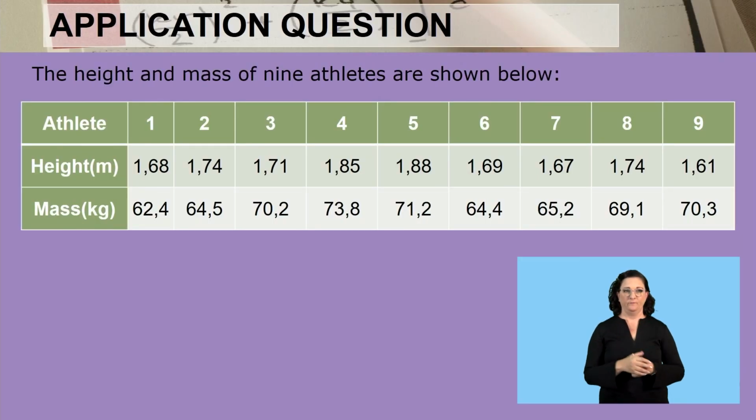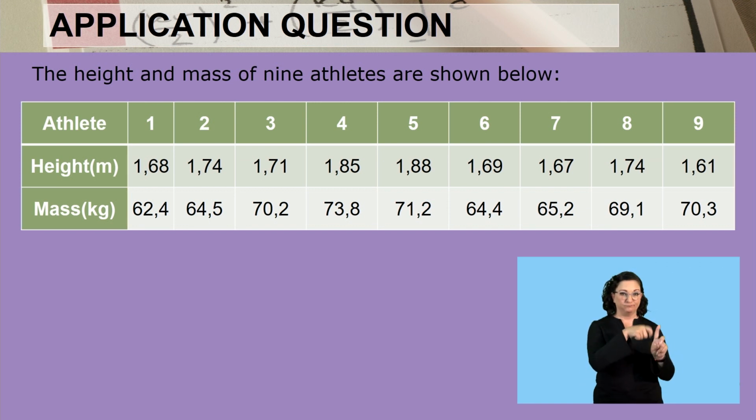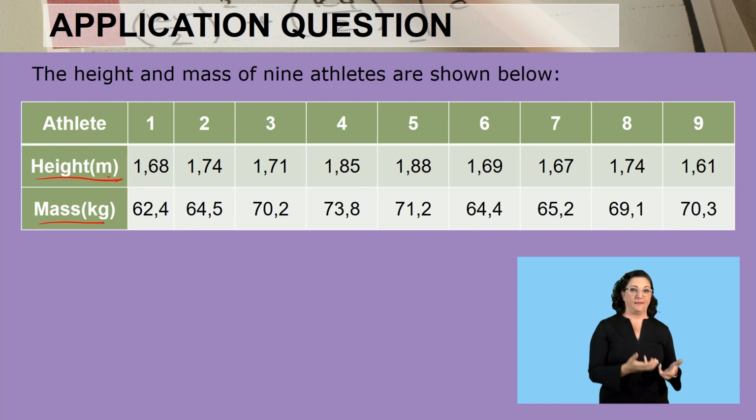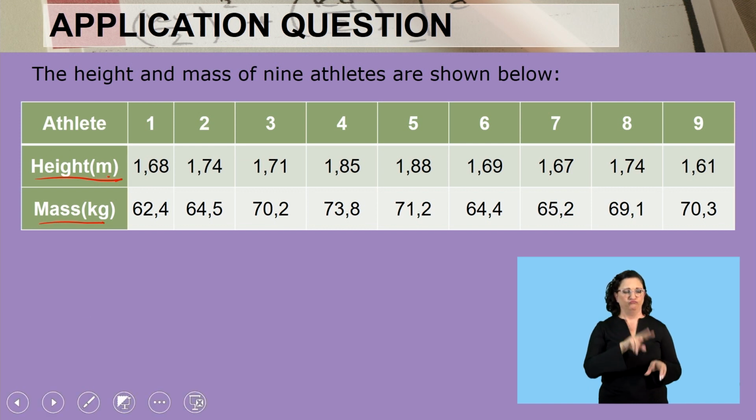Let's look at this application question. It reads, the height and mass of 9 athletes are shown below. And we have this table, and I want us to pay attention. Each athlete from number 1 to 9 has a height in meters and a mass in kilograms. So each athlete has that. I'm not going to go through it. I know it's visible. Let's look at the questions now.